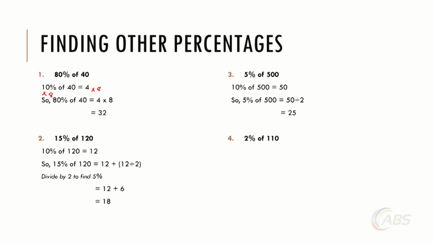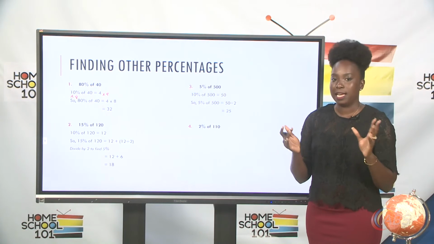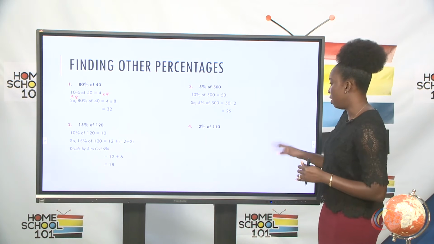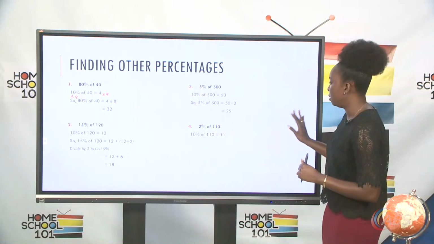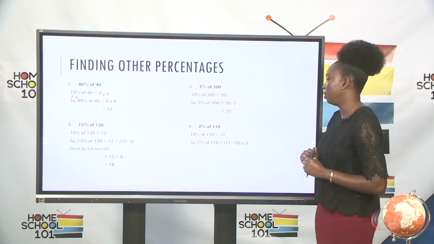Number 4, 2% of 110. So in order for us to find 2%, again, we're just going to make a relationship between 10% and 2%. And as we know, 10% of 110 is just 11. And now that we have 10%, that means that we'll be able to find 2% because we can divide 10% by 10 in order to find what 1% would be. And that means we'll have to do the same thing on the other side of the equal sign, which means we'll have to divide 11 by 10 as well.